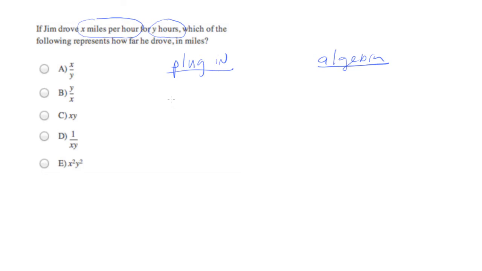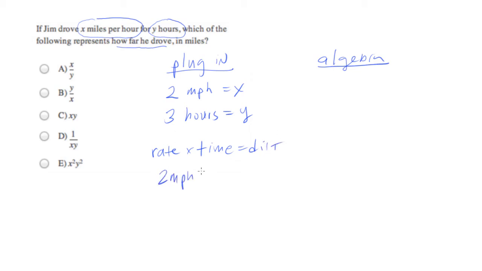So let's start out, and let's just pick numbers for the variables that we were given. Let's say that Jeff is driving 2 miles per hour, and let's say that Jeff drives for 3 hours. And now we can go ahead and calculate how far he drove. How far did he drive? Well, rate times time equals distance, and if he drove 2 miles per hour for 3 hours, he would have driven an equivalent of 6 miles.